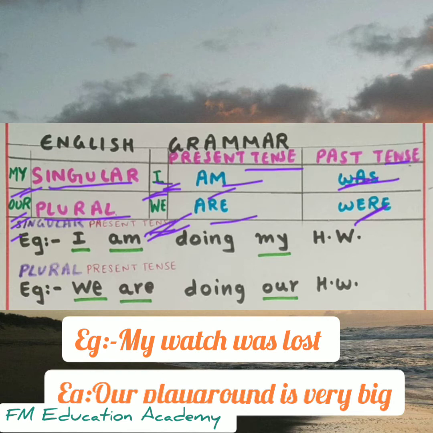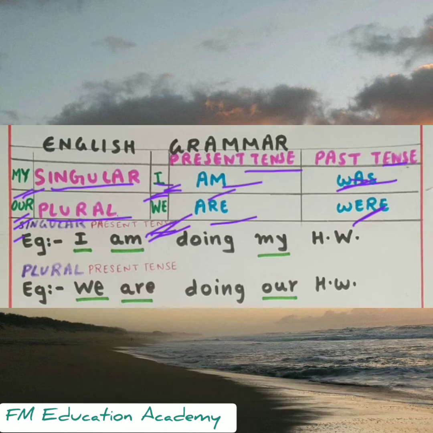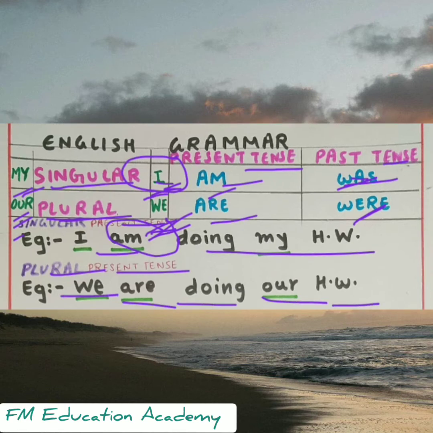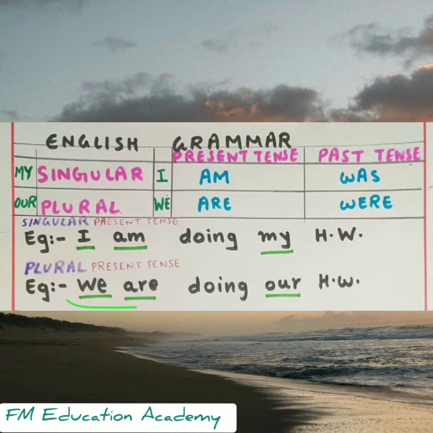We are using our in plural. Example of singular present tense is I am doing my homework. So here we are using am with I. Similarly, in plural present tense we have the example we are doing our homework. So we have we here. With we have are, as I said, because it is present tense. Ing means present tense. Our is again plural only.